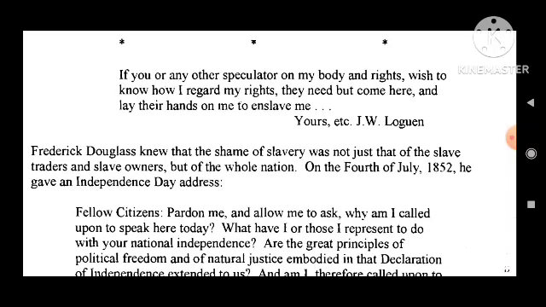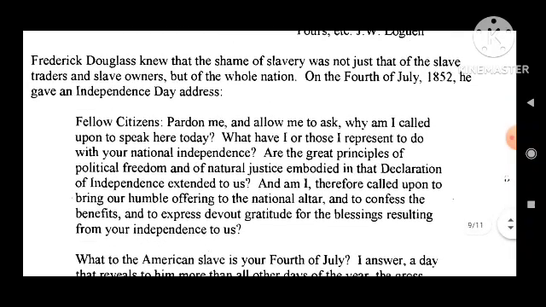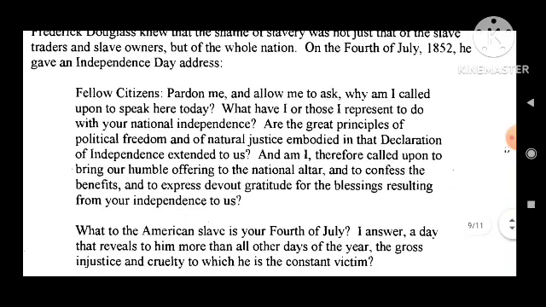Frederick Douglass knew that the shame of slavery was not just that of the slave traders and slave owners, but of the whole nation. On the 4th of July 1852, he gave an Independence Day address. Fellow citizens, pardon me and allow me to ask, why am I called upon to speak here today? What have I or those I represent to do with your national independence? Are the great principles of political freedom and natural justice embodied in the Declaration of Independence extended to us?